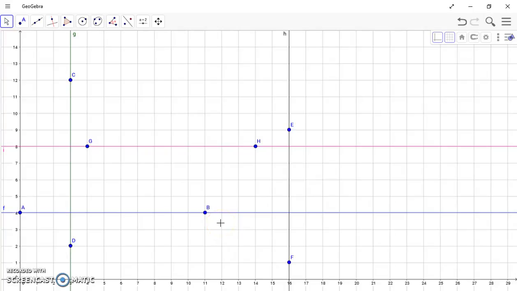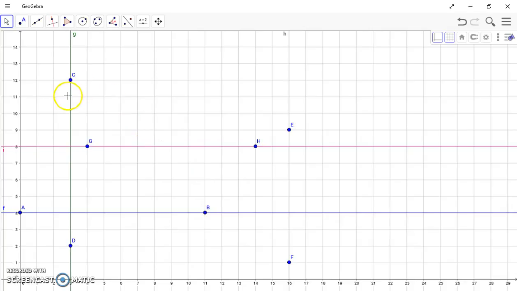Okay, so in this one we're going to talk about how to write the equations for horizontal and vertical lines. A horizontal line is a line that goes like the horizon, like the sun rises. So that's going to be straight across, okay? If we look here, this pink line would be an example of a horizontal line, and this blue line here would be another horizontal line.